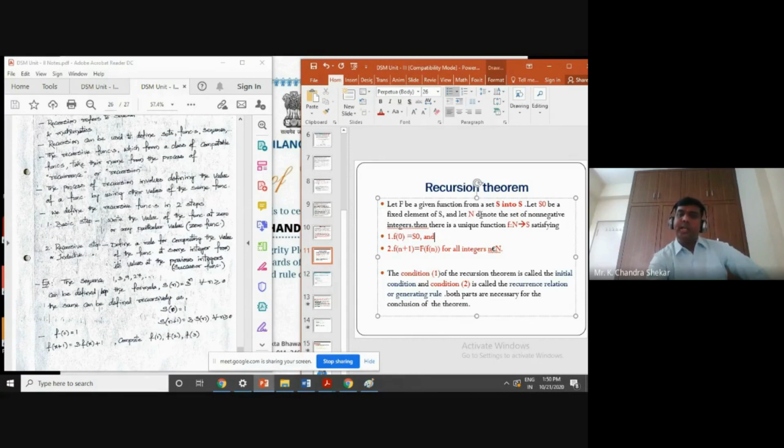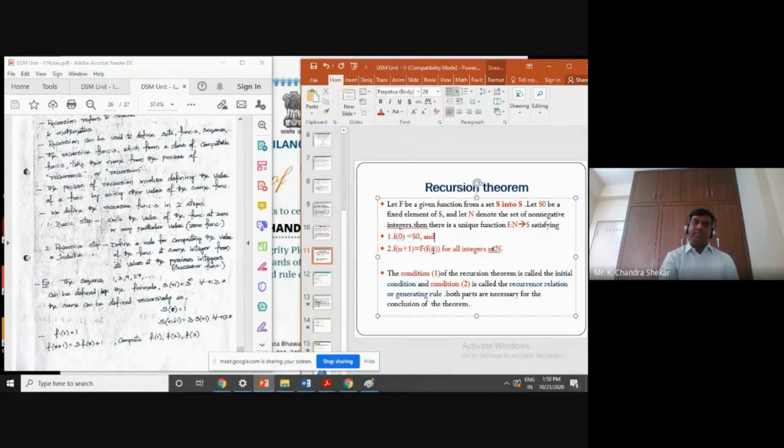And next, let n denote the set of non-negative integers. Then there is a unit function. Now the next step is nothing but defining the function recursively. It is based on the concept. If I go for factorial, I will go for fact of n equal to n into fact of n minus 1. If I go for Fibonacci sequence, I will go for Fibonacci sequence of order n.